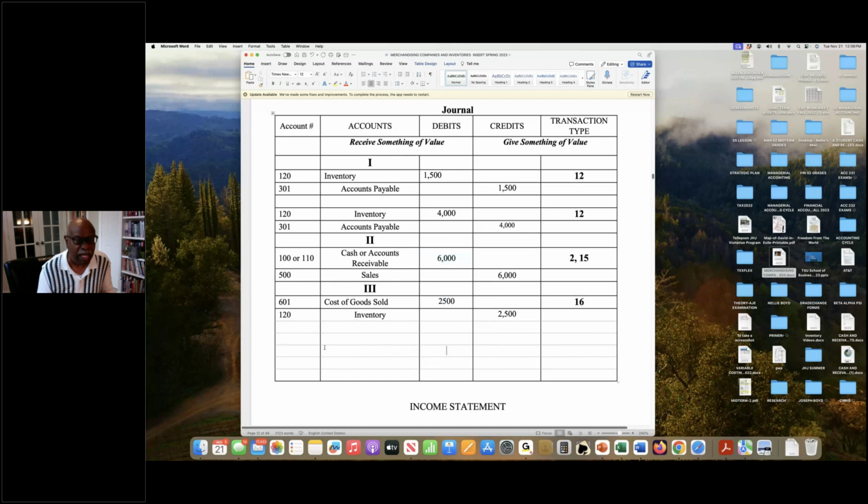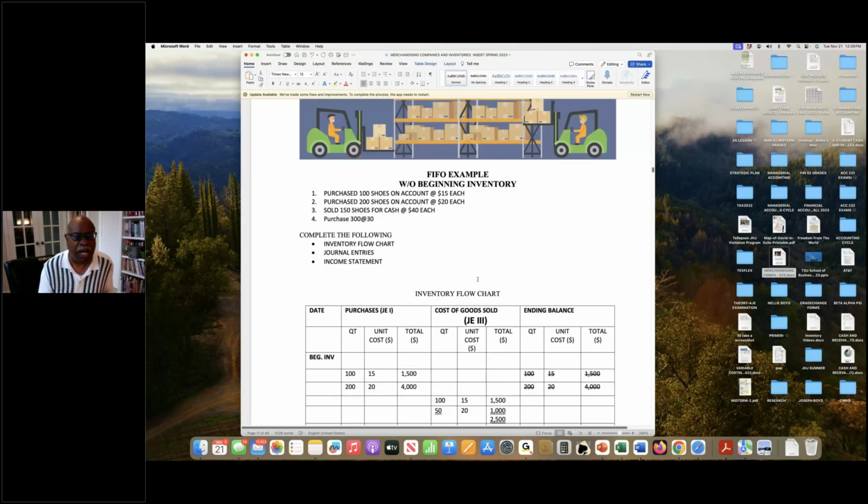And so we got to make another one of these journal entries here. Where did you get 6,000 from? Get what? 6,000. Here, that was when we sold 150 at $40 each. We sold 150 at $40 each. Okay. Thank you.